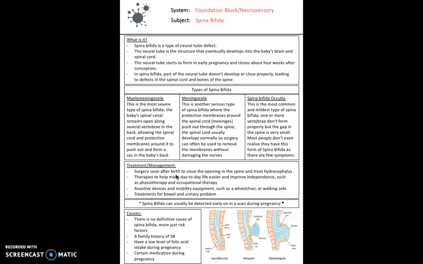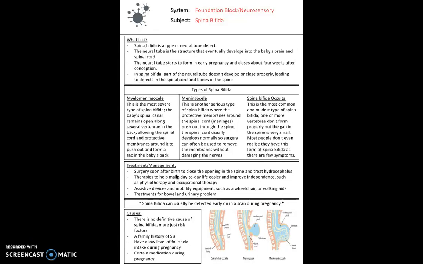The neural tube is the structure that eventually develops into the baby's brain and spinal cord. It starts to form in early pregnancy and should close after 4 weeks following conception. In Spina Bifida, part of the neural tube doesn't develop or doesn't close properly, and this is what leads to defects in the spinal cord and bones of the spine. There are 3 different types of Spina Bifida to be aware of. These are Myelomeningocele, meningocele and Spina Bifida Occulta.